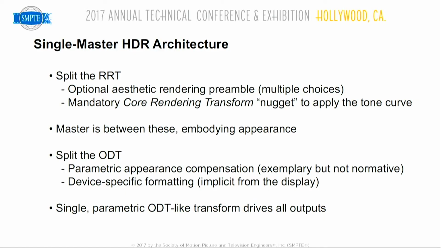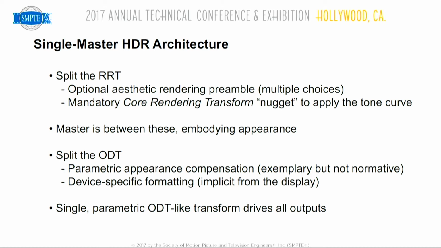So we split the RRT logically. There are optional aesthetic rendering preambles, that's what I'm calling them, or none. They're all optional. It could be just done with grading. We made the nugget tone curve process mandatory because you need that. In all cases you need it, and we thought that should be isolated out and be the centerpiece. And we put the master between these at the input to the tone curve nugget process.